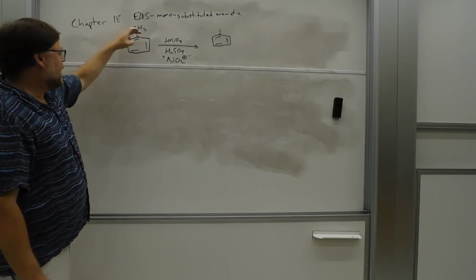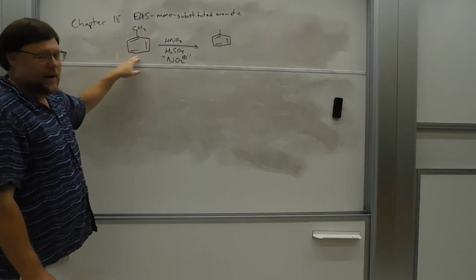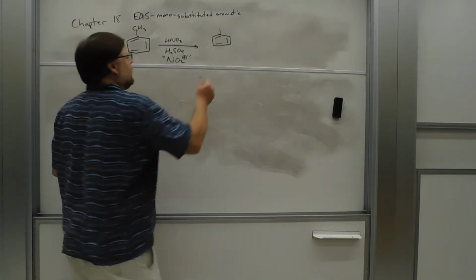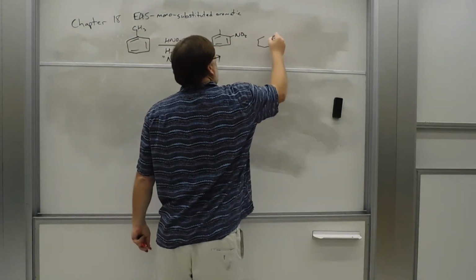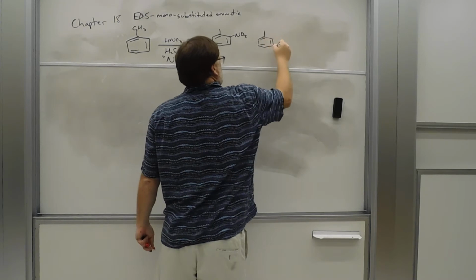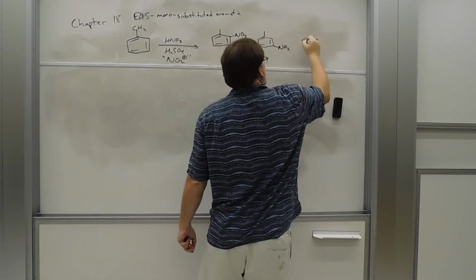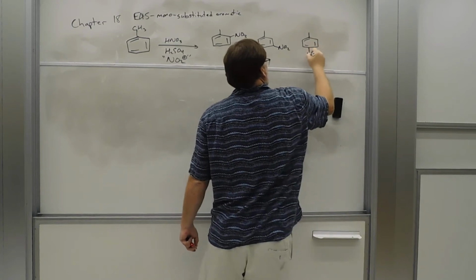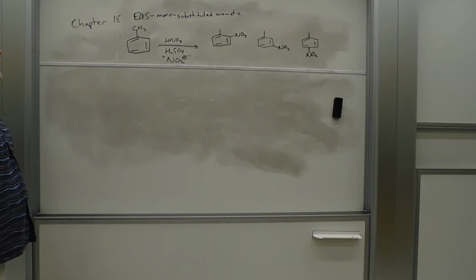In toluene, you've got the ortho positions. Those are different from the meta positions. And then you've got the para positions. So there's 3 different products we can get here. The question is, which one do we get?